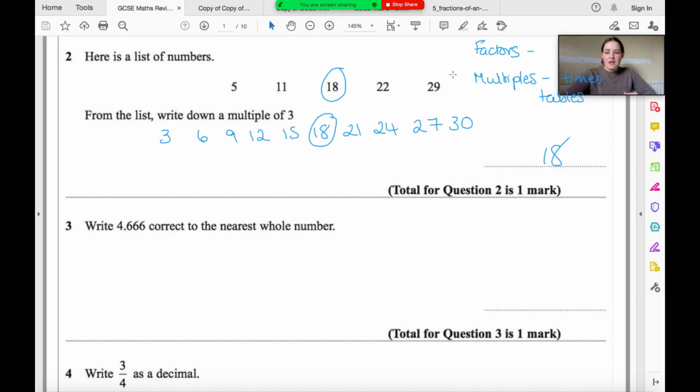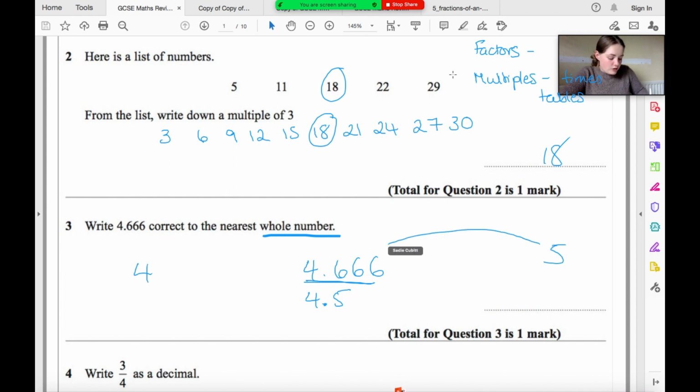Okay. The next one, which I'm hoping you've already done, says to write 4.666 correct to the nearest whole number. So when we're looking at whole numbers, we're trying to say, is 4.666 closer to 4 or 5? Now, halfway between 4 and 5 is 4.5. So this is higher than 4.5, so we know it's closer to 5. And so that's the closest whole number, so the answer is just 5. Okay, not too difficult so far. Nice, easy 1-mark questions. So let's look at the next one.